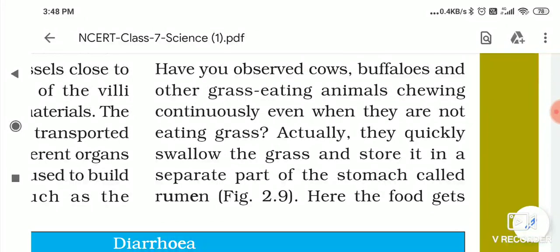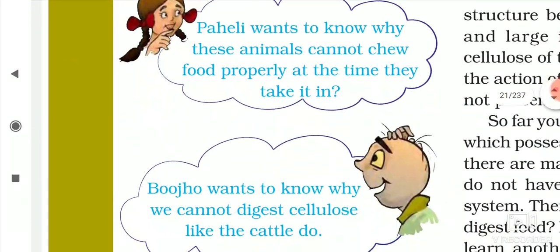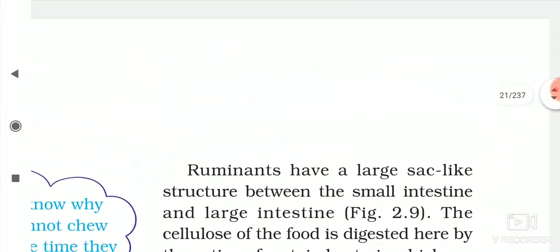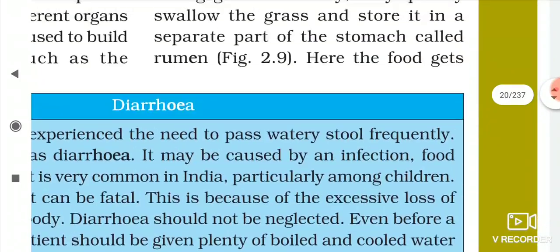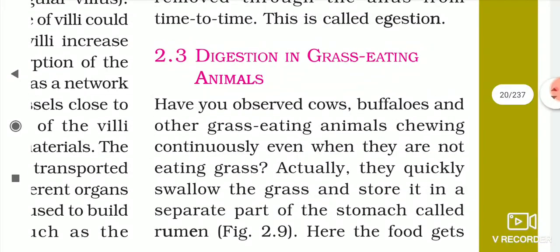What is rumen? Actually, this is a part of the grass-eating animal's stomach. This is the part of the stomach of grass-eating animals, you can say. And here the food gets partially digested and is called cud. Let me explain this well: what the rumen is and how the digestion in grass eating animals takes place.